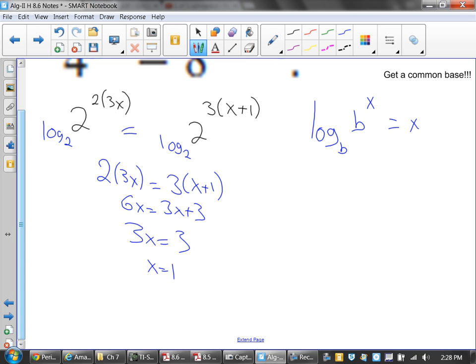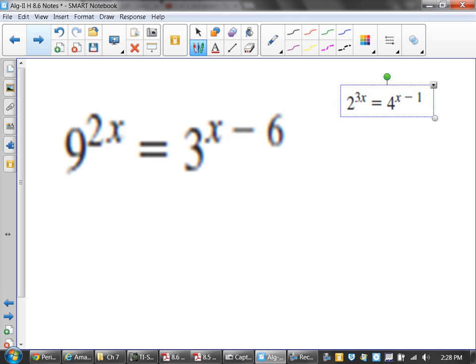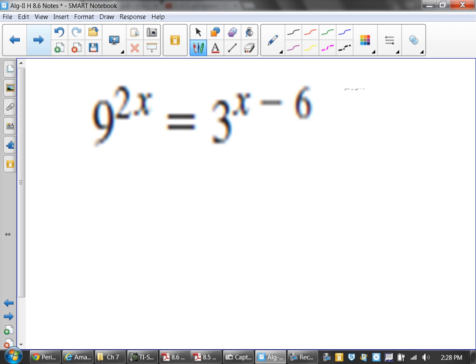Okay? Again, let's look at another one. The idea here is that we want to create this common base. The bases that you're going to be working with, ladies and gentlemen, you're going to be able to notice right away which one they're trying to get you to go here. What base am I going to work with here? 3 is good. So if I have 9 to the 2x and 3 to the x minus 6, my common base is going to be a base 3.